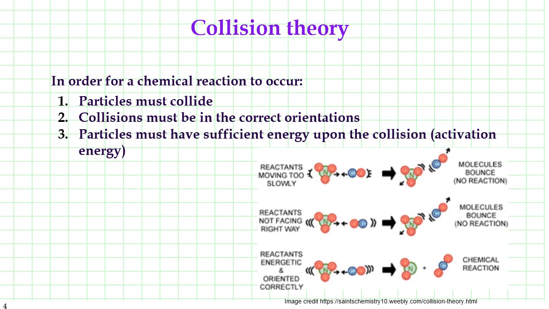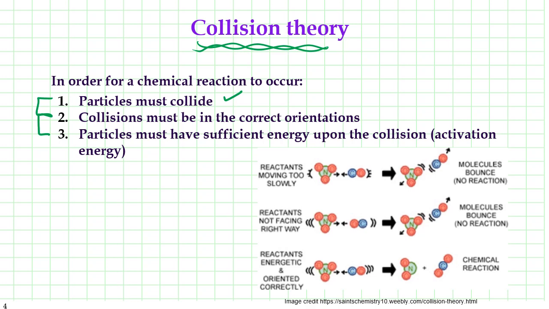So let's talk about collision theory. In order for a chemical reaction to occur, three things have to happen. And these are our postulates of collision theory. Particles have to collide. If our molecules don't run into each other, there's no way that they can react with each other. So particles have to collide.